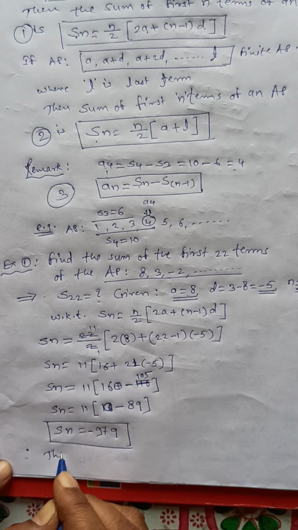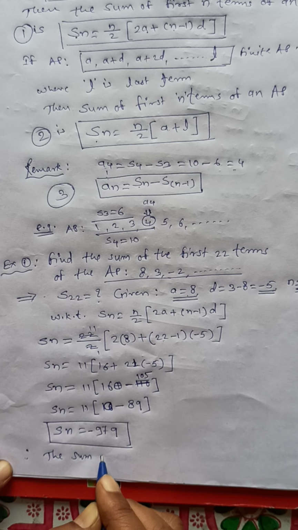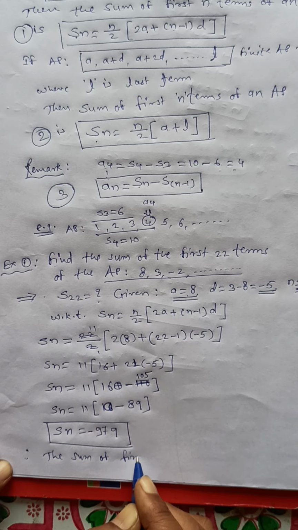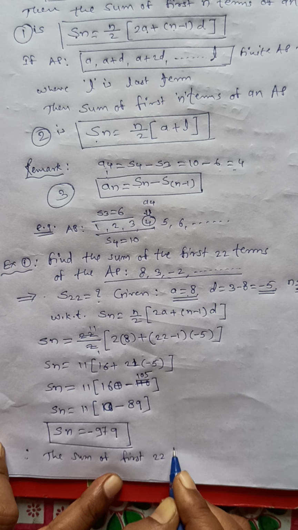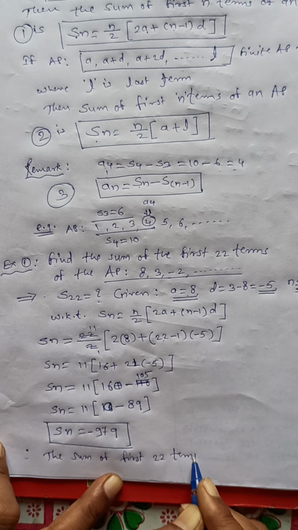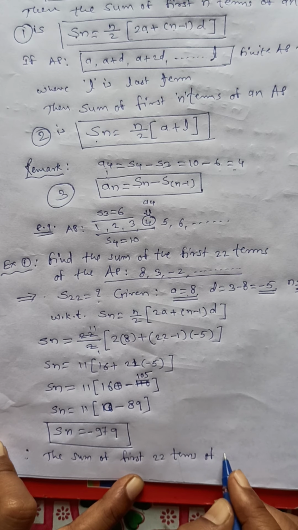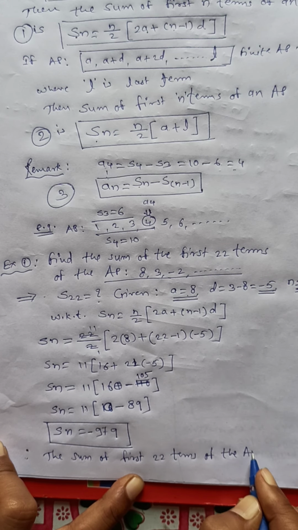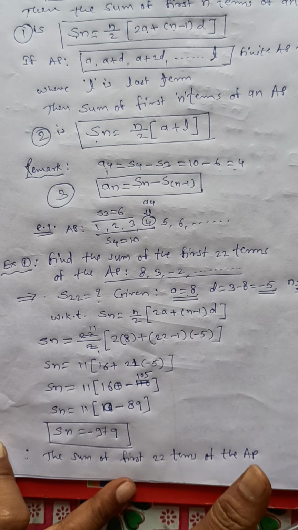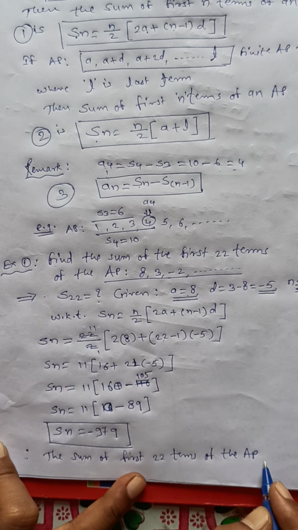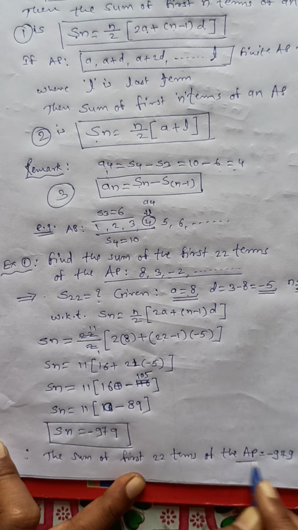Therefore, the sum of the first 22 terms of the AP is equal to minus 979.